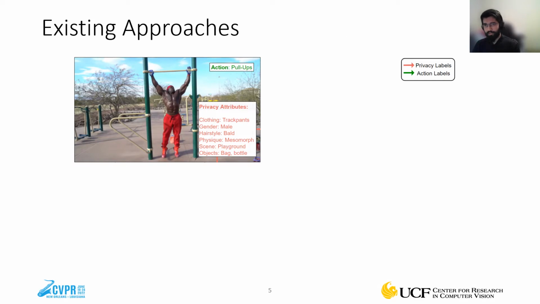Let's go through all existing approaches. Our goal is to anonymize video in such a way that it can be useful to train an action recognition model. It removes privacy attributes, and since we know that these kinds of privacy annotations are costly to annotate, we want to avoid that requirement.